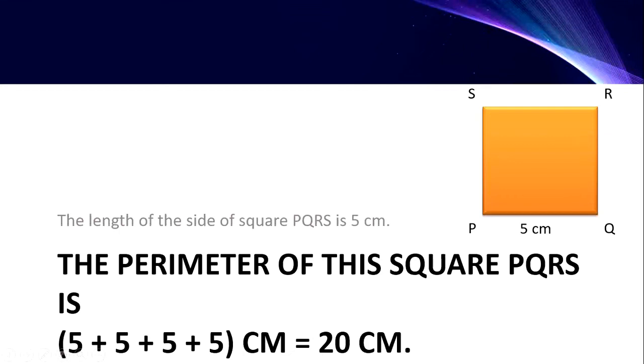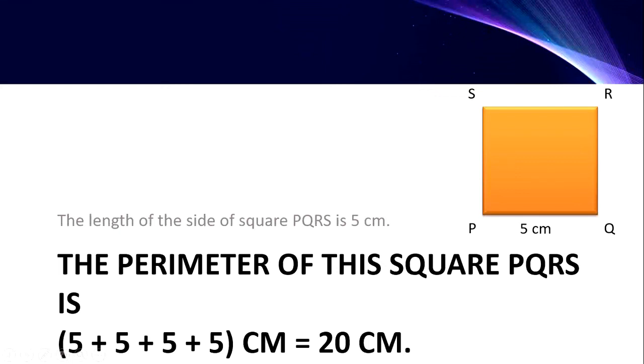PQRS is 5 centimeter. Now what is the difference between a rectangle and a square? In a square, all the sides of the square will have the same length. Whereas in a rectangle, only two sides will have the same length. Now here they have given that the length of one side of the square is 5 centimeter, and we have to find the perimeter.